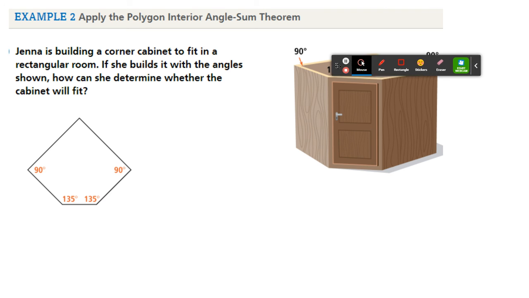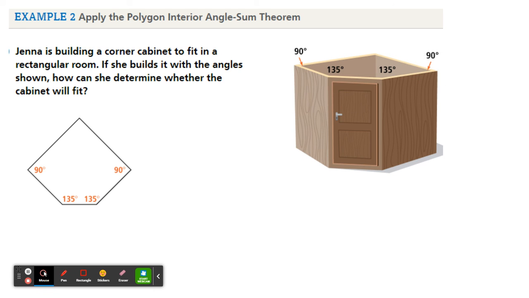Let me move this out of the way real fast. Okay, so this picture right here is a vertical view of this cabinet, right? So it looks like we want to put this corner cabinet in the corner of the room. So the idea here is that this corner right here, that's opposite the door, will that fit in the corner of the room? That's the question, right? Can she fit the cabinet in the corner of the room? So we're going to call this x. For it to fit, this must be 90 degrees. So let's determine if it is.